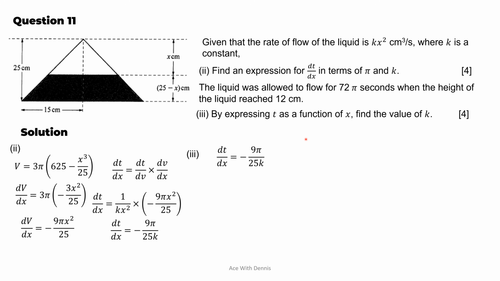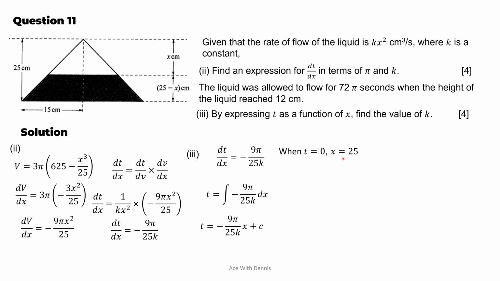Here's the solution. From part 2, we know that dt over dx equals negative 9 pi over 25k. Then I want to find t, which will be the integration of dt over dx, which is the integration of negative 9 pi over 25k dx. So the answer we get is t equals negative 9 pi over 25k x plus c. Now, we want to find the value of c. So when t is 0, x is 25.